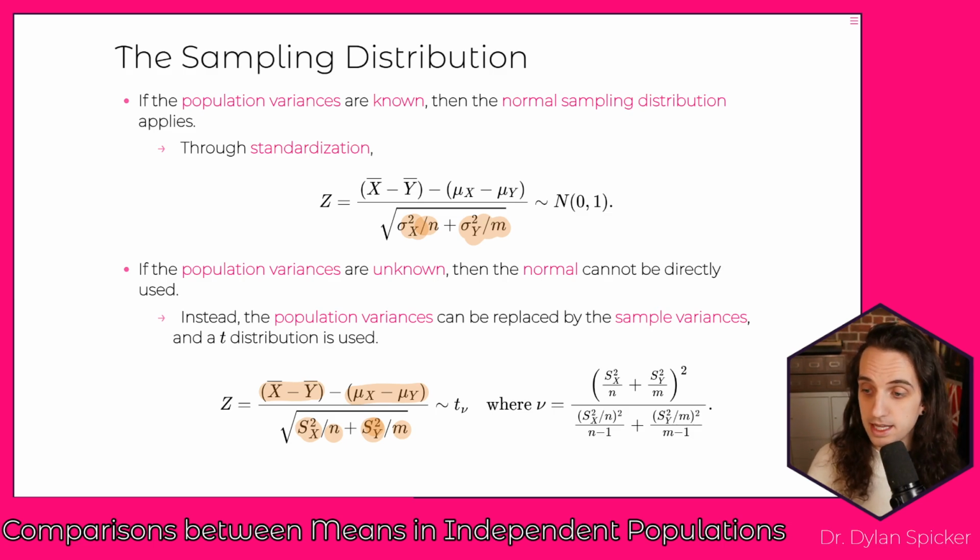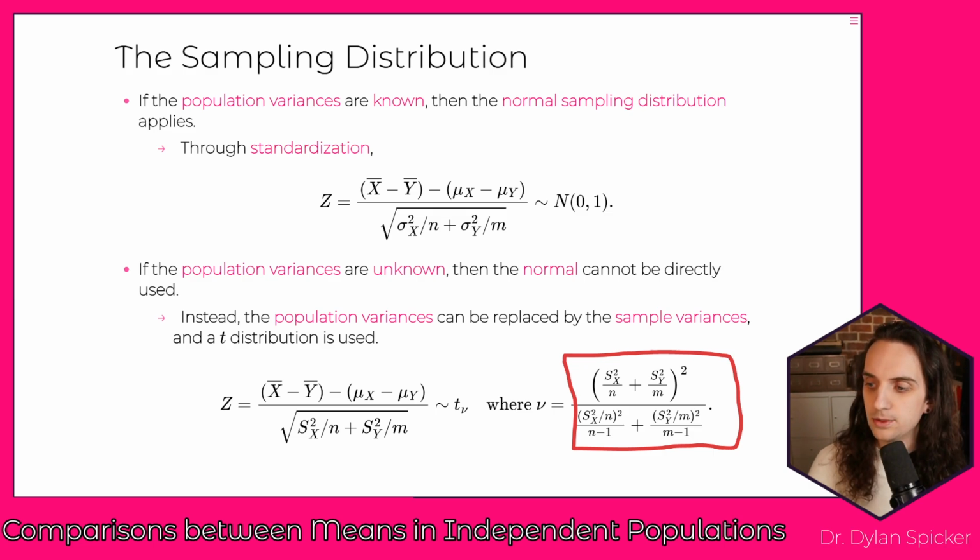As expected, this is going to end up causing a t-distribution to emerge as our sampling distribution. And the weird part that we're going to be running into here is how many degrees of freedom do we have? Okay. And in this case, the degrees of freedom is given by this somewhat ugly-looking formula over here. So to get this formula, we take our sample variance divided by n, our sample variance divided by m. We square the sum of those two things, and then we divide by the sample variance over n squared divided by n minus 1, the sample variance over m squared divided by m minus 1.